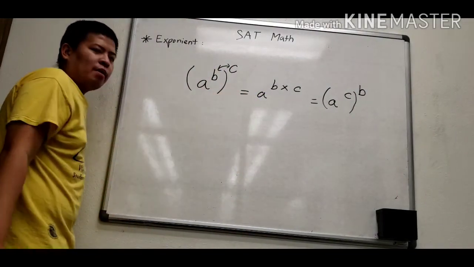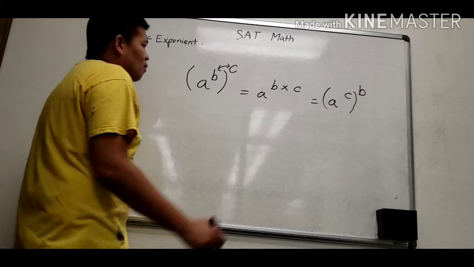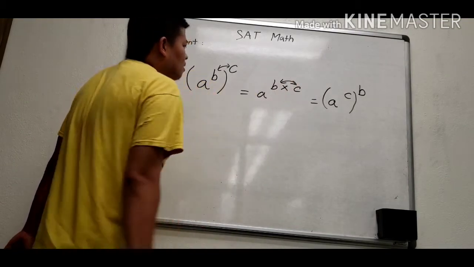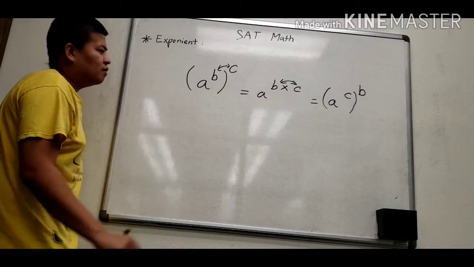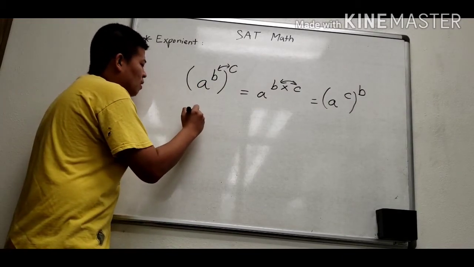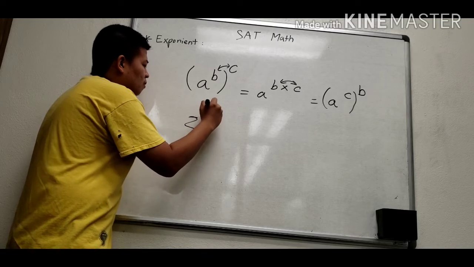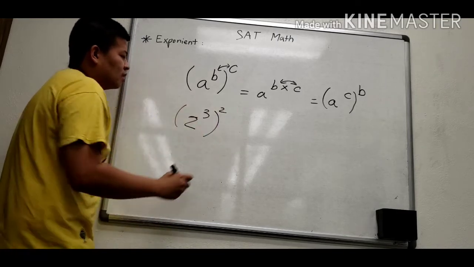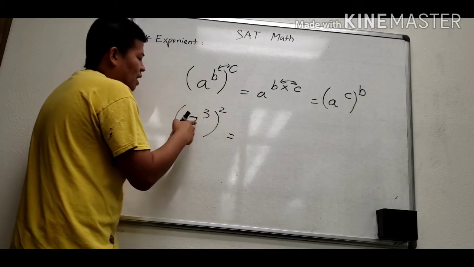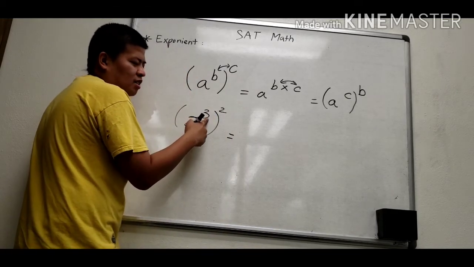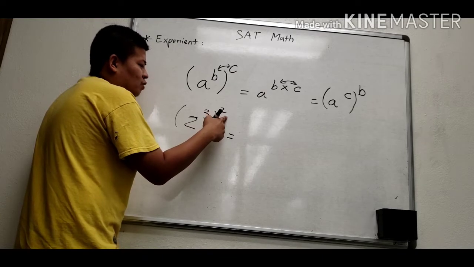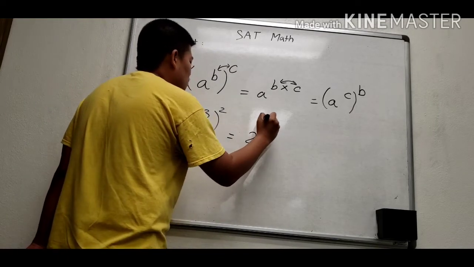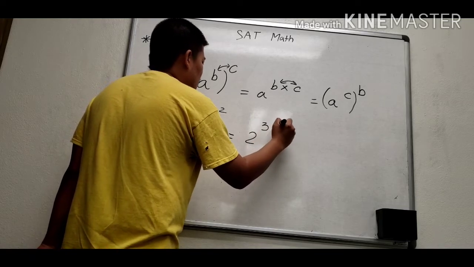So they are the same too, because we have multiplication. That's why we can change the location of b and c in here. For example, we have 2 power 3 and number 2. In here, we can have 3 inside the brackets and number 2 outside the bracket. So we have 2 power 3 multiplied with 2.